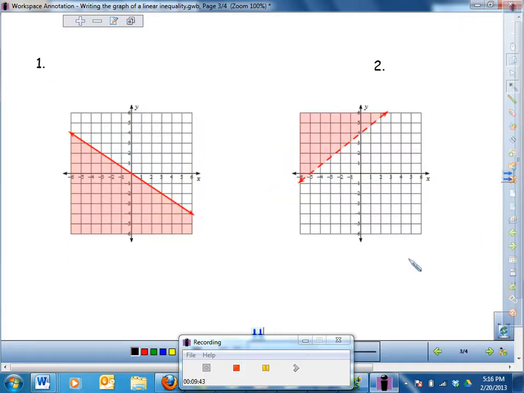Alright, go ahead and pause the video. When you're ready, press play and you can see the different equations and try these two practices.